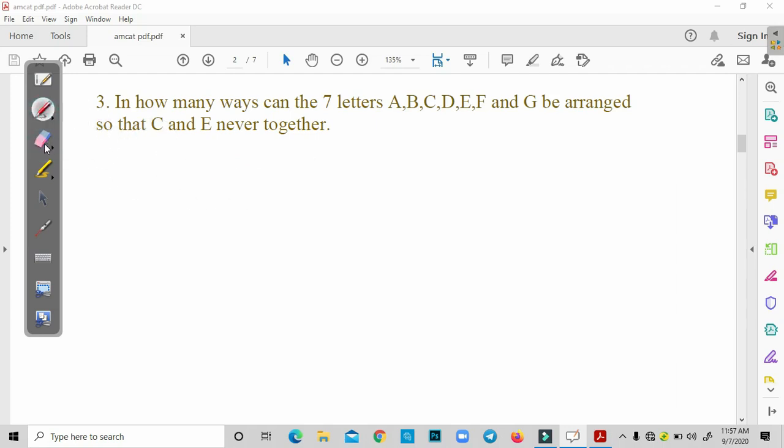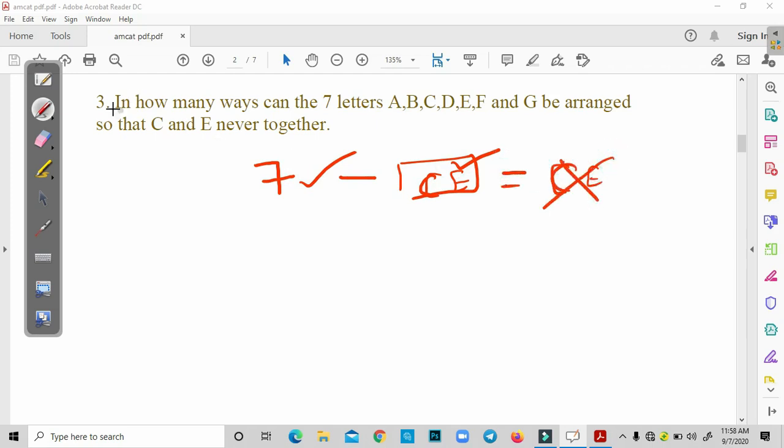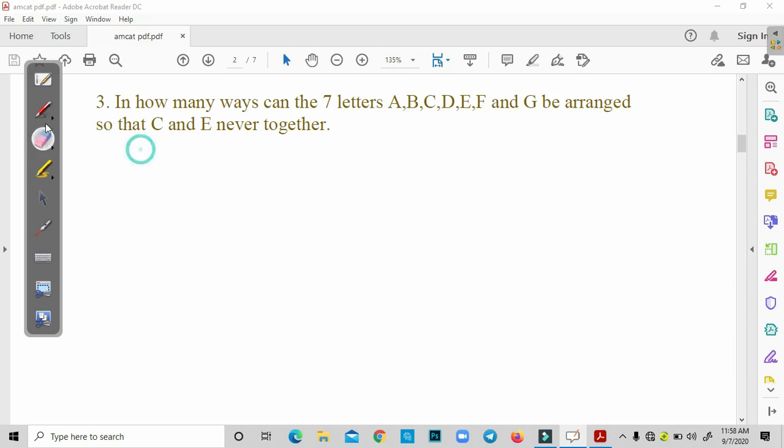So instead of that, what I am going to do is I will find out in how many ways I can arrange 7 letters, and from that I will subtract the number of ways in which C and E will be together. Total minus C and E together will give you the C and E not together cases. It is like this: out of 10 students, if 8 students are vegetarians, then the remaining 2 will be non-vegetarians, right? So this is the way we are going to solve this problem.